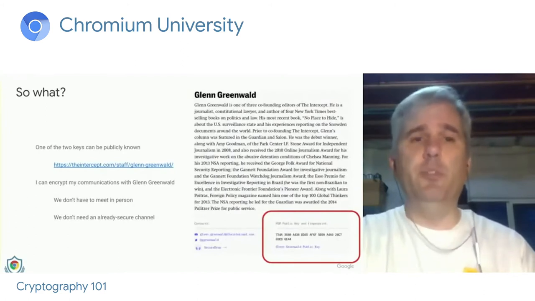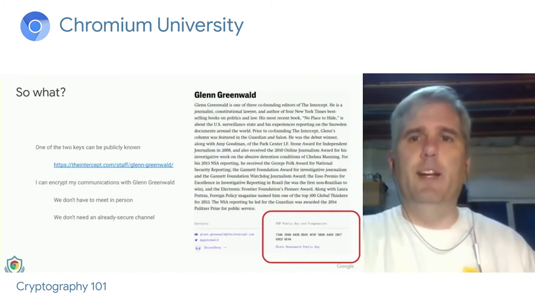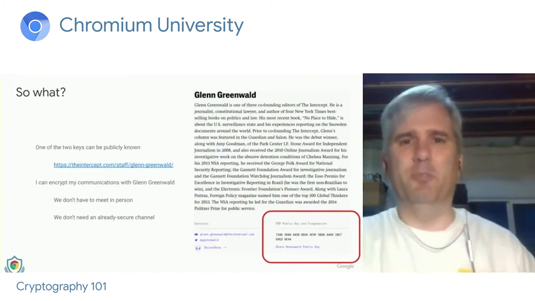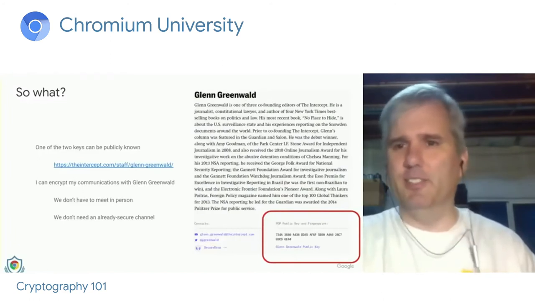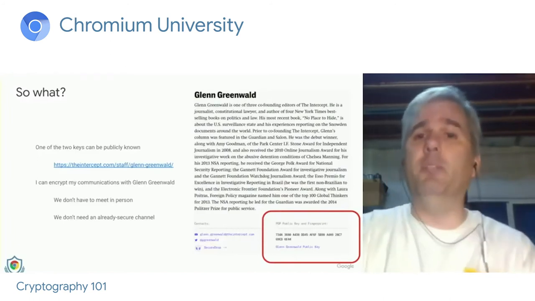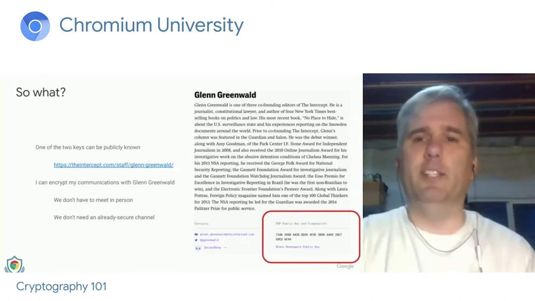So why would we do that? Why would we do something 1,000 times slower? I took this screenshot of the Intercept's webpage before Glenn Greenwald resigned. So now it's a little bit of history, but asymmetric encryption, we also call it public key encryption, because one of those two keys can be public knowledge.